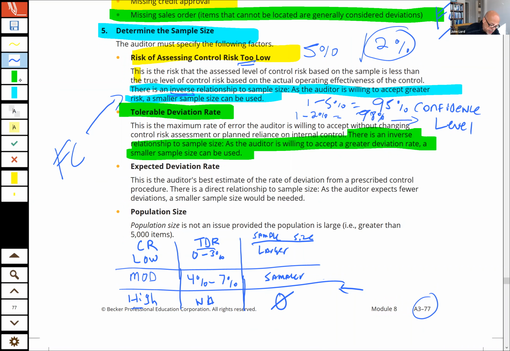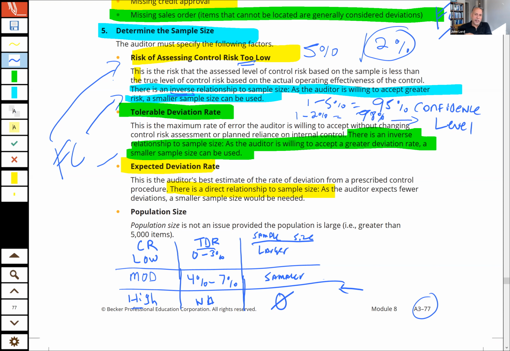Okay, good. Now, expected deviation rate, they tell us that there is a direct relationship. So what happens? If I have a client that consistently, year to year, applies their controls effectively, then I can use my previous knowledge. Now we're using knowledge from previous audits. I've had previous experience with this client. I don't have to ignore that previous experience. So my expected deviation rate is lower. So my sample size can be lower.